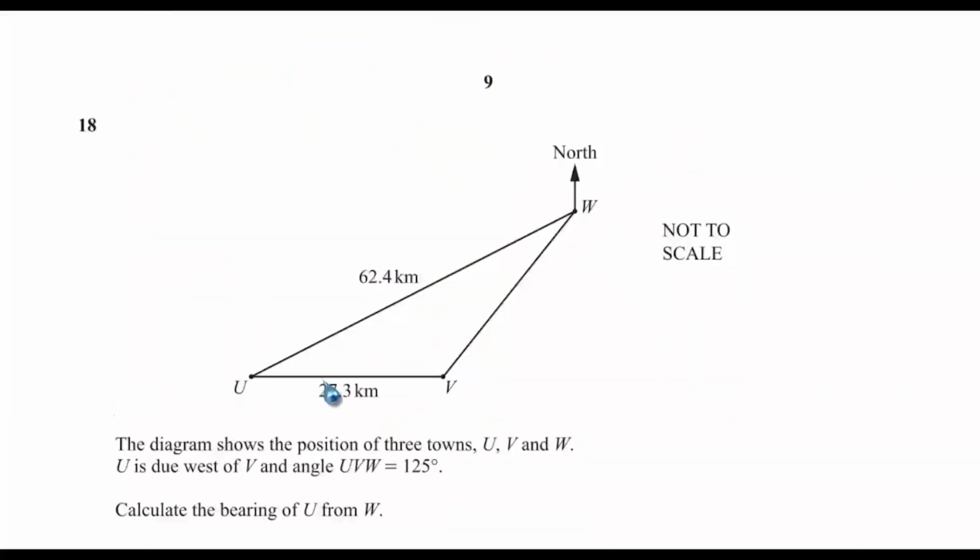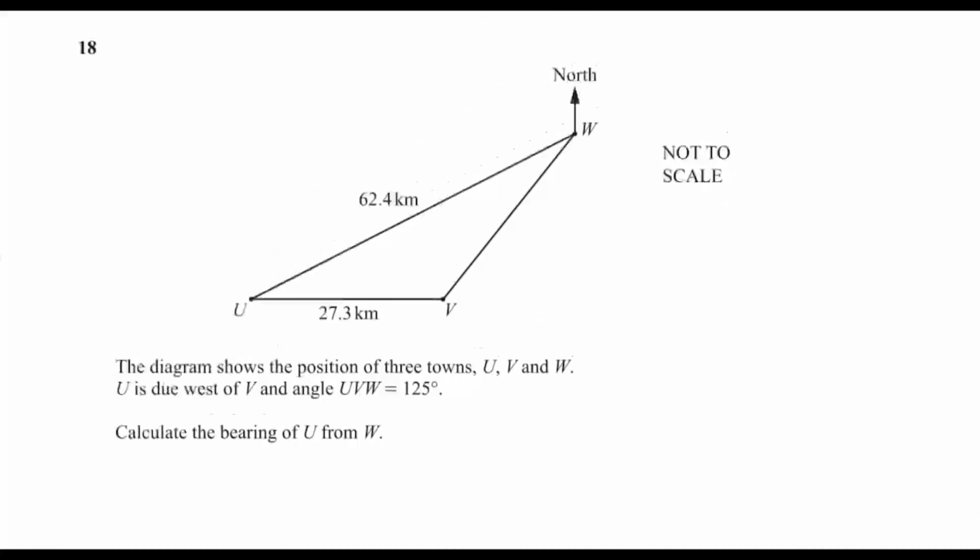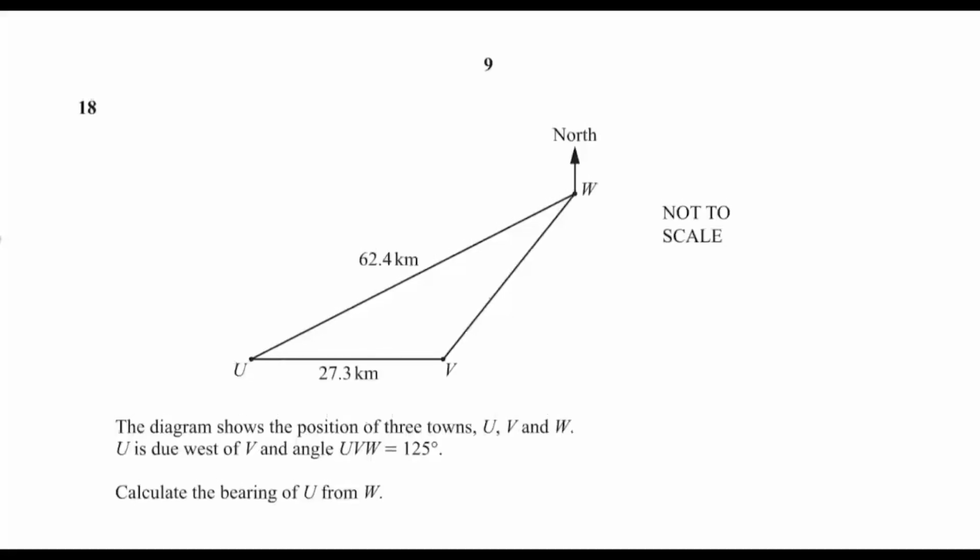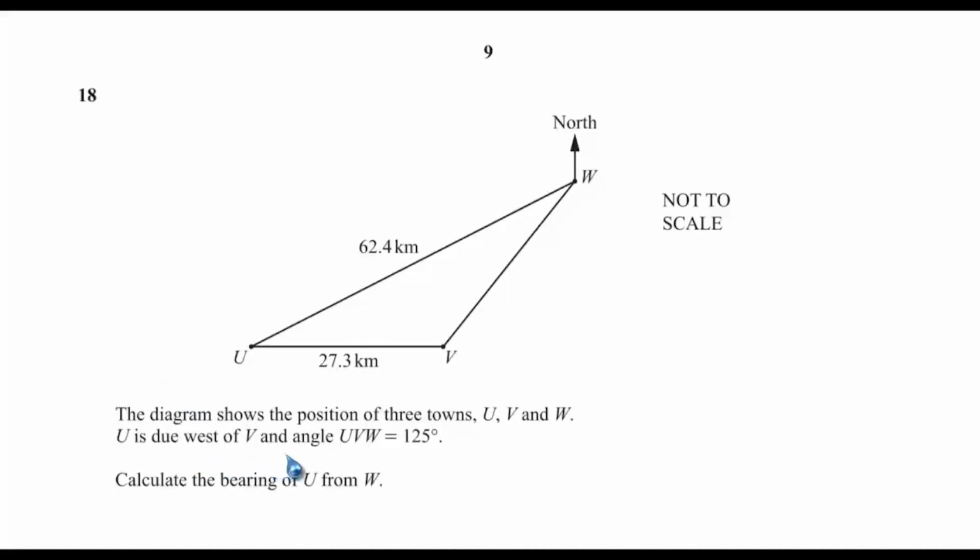So we have this. The diagram shows the position of 3 towns, U, V, and W. U is due west of V, and angle UVW, that is this angle here, is 125 degrees. Calculate the bearing of U from W. Okay, so to make it clearer, we can do something like this here, and we can also draw a straight line down here. So since this is the North Pole, we can draw something like this.